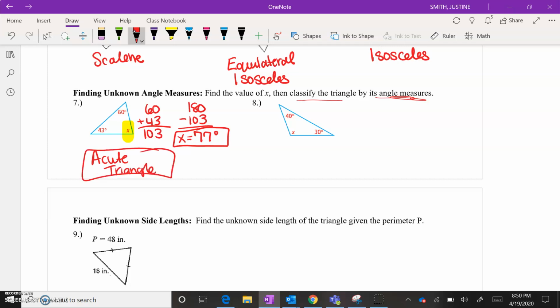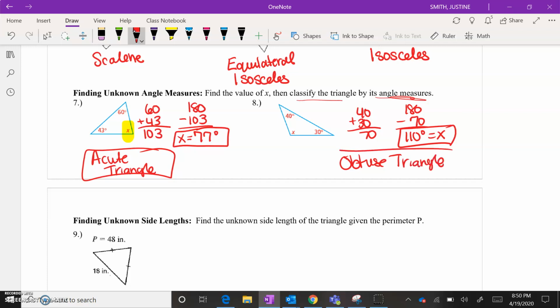Okay, for number 8, same thing. I'm going to add up the angles that I have, and I know it should sum to be 180, so I'm going to subtract it. So I know that my third angle there is going to be 110 degrees, which makes this an obtuse triangle.